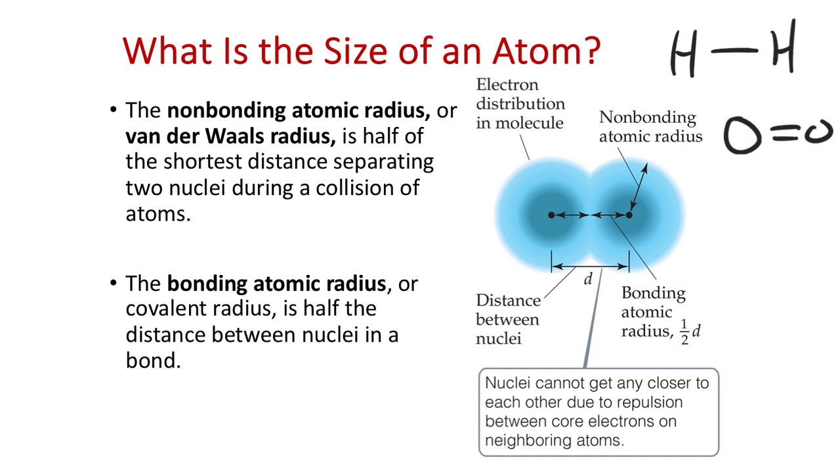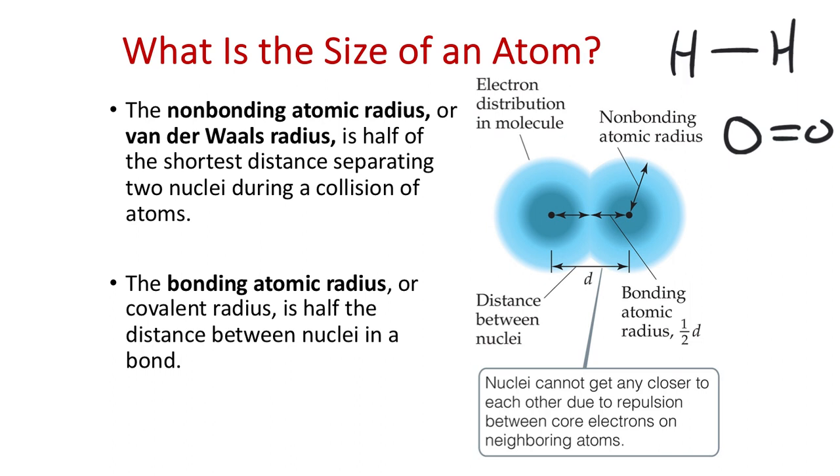So the non-bonding radius is sometimes called the van der Waals radius. It's half of the shortest distance separating two nuclei during a collision, which is actually hard to imagine, but it's just if you could have maybe two helium atoms that aren't going to bond together if they bump into each other, then you can more easily calculate one of these non-bonding van der Waals radii. But hydrogen's pretty hard because if hydrogen bumps into itself, it's going to shorten its bond and connect together.